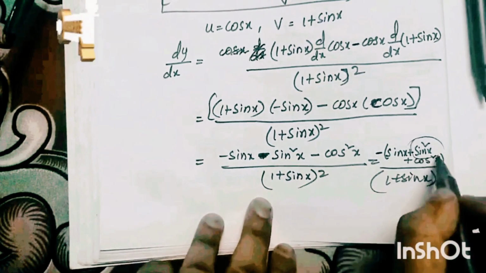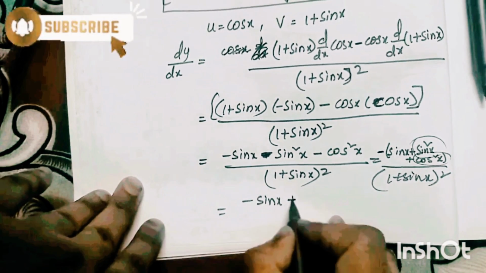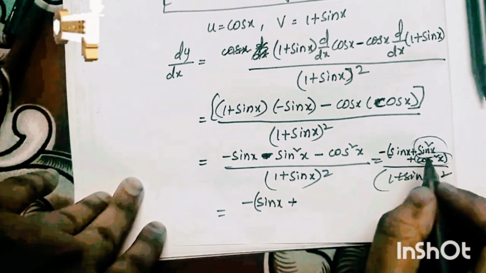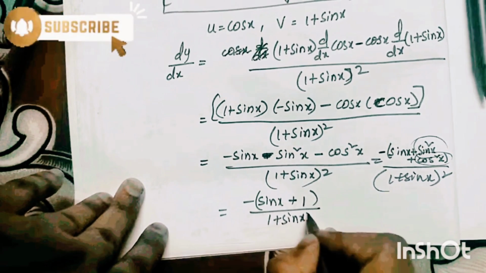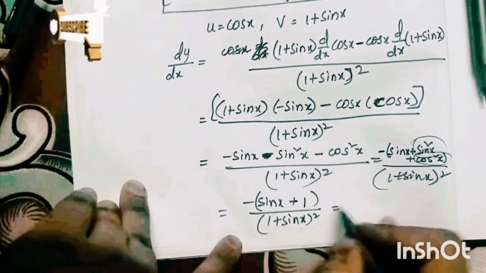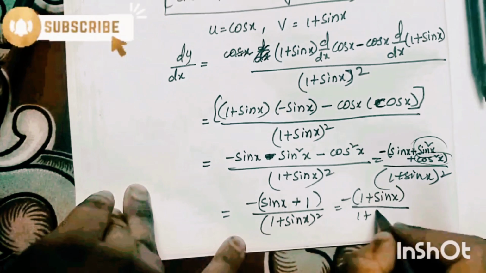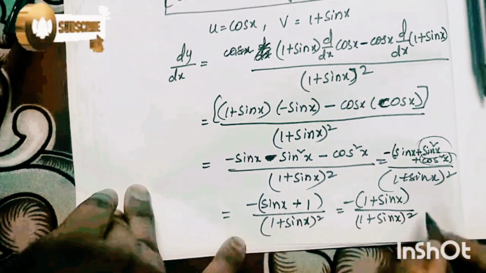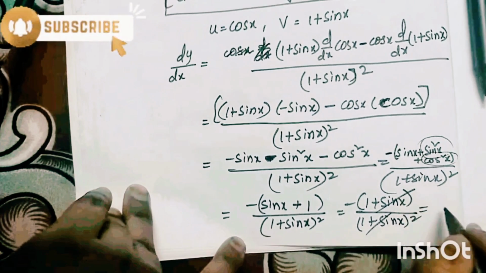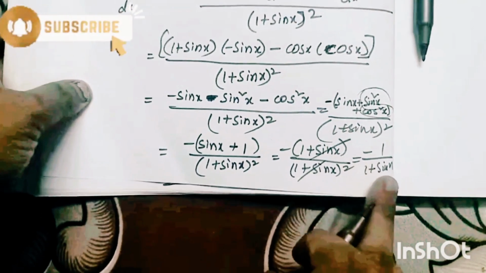See here, sin square x plus cos square x is equal to 1, so this whole term is 1 minus sin x, over 1 plus sin x whole square. This implies this is minus 1 plus sin x. The denominator is the same term, so we have to cancel this term by writing it in this form. Now this one gets cancelled. We get minus 1 by 1 plus sin x. So what we have obtained here? Minus 1 by 1 plus sin x.